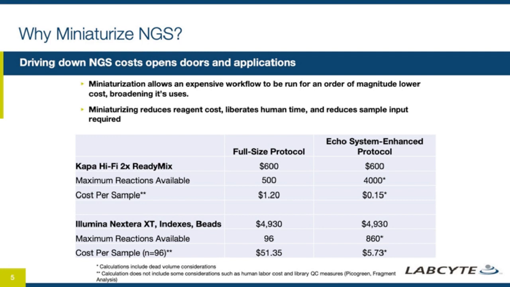Kappa Hi-Fi 2X Ready Mix is what was used in our 16S rRNA amplicon sequencing workflow, and Illumina Nextera XT is what was used for our whole genome sequencing of microbiomes. And so you'll see that the Echo is able to reduce the reaction volume tenfold easily, and therefore we can really reduce the amount of cost of reagents per sample run.